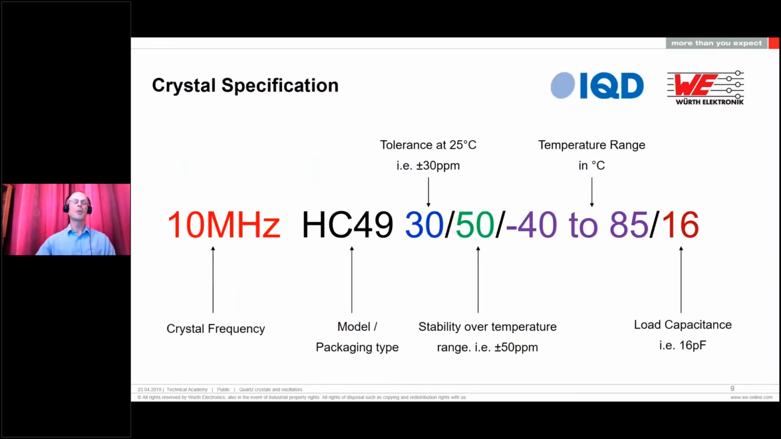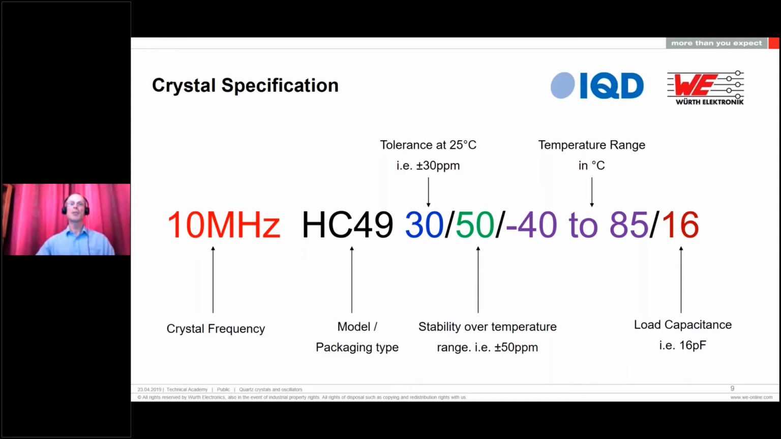This little diagram gives you a rough outline of how the specification would look on paper. So again, we have the frequency, in this example, 10 megahertz. We have a package type, HC49, and we then come to the electrical spec. The first figure is the frequency tolerance. In this case, the 30 means plus or minus 30 ppm, ppm being short for parts per million. The second figure is the stability figure over temperature. This example is plus or minus 50 ppm.